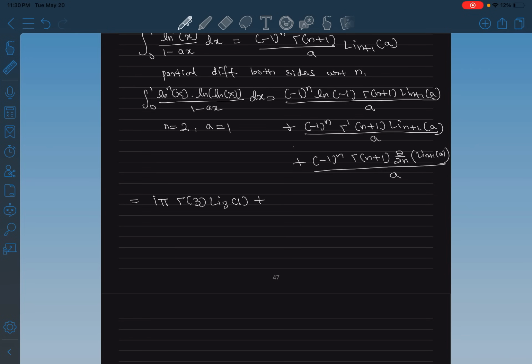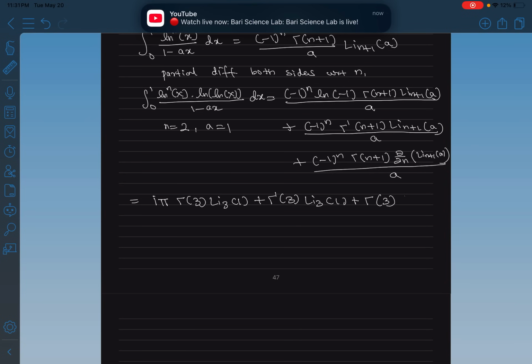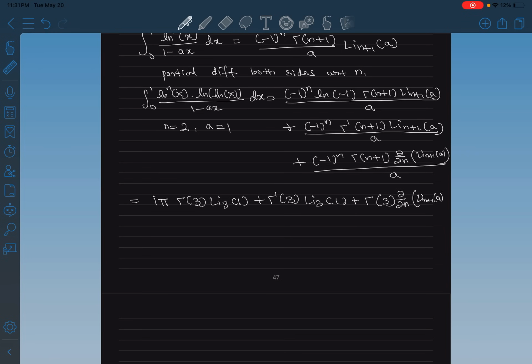Plus, and this is again (-1)^2, which is just 1, and then Γ'(3) Li_3(1), and then (-1)^2 is just 1, and then Γ(3), and then we will have the partial derivative with respect to n of Li_{n+1}(a), and then we will evaluate it at a equals 1 and n equals 2, right?